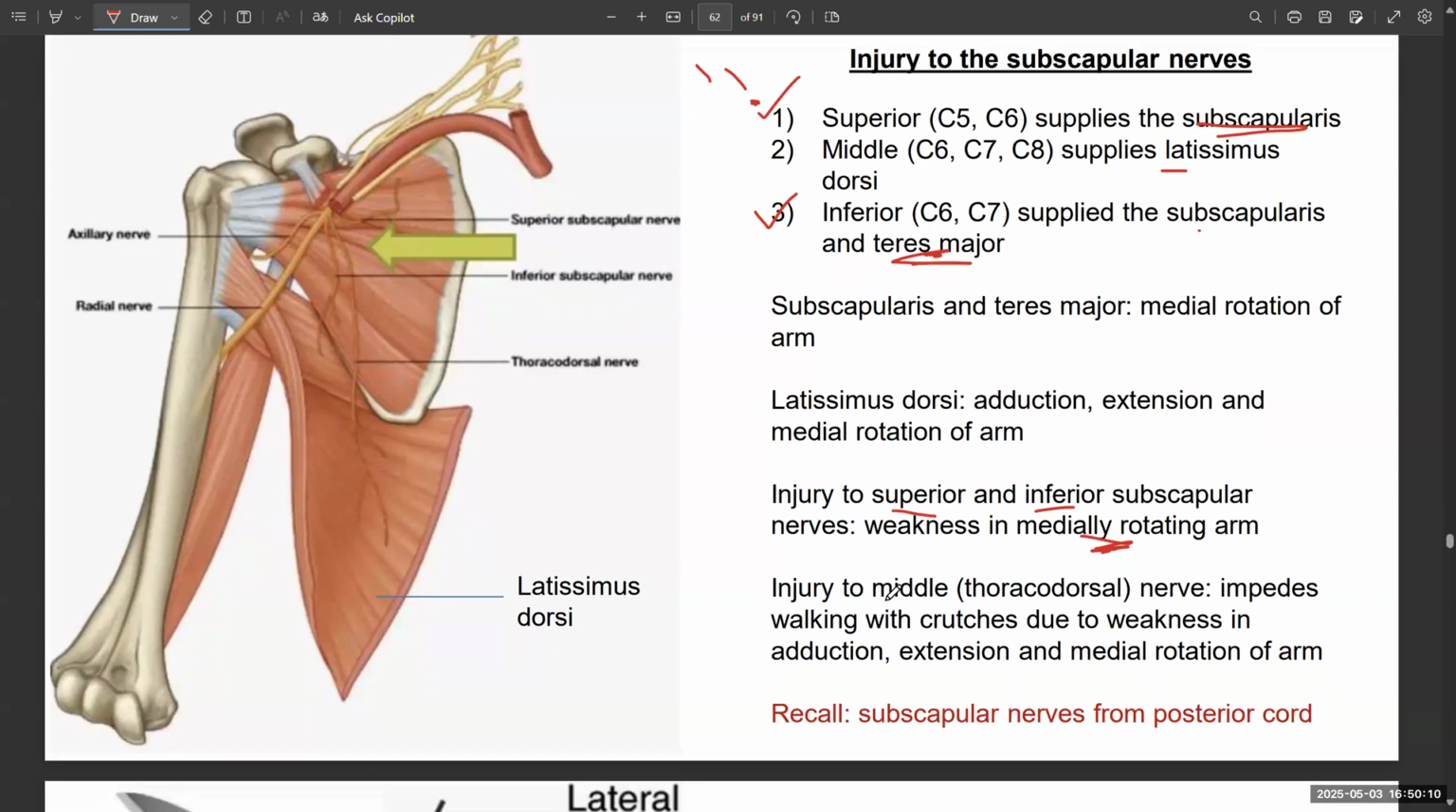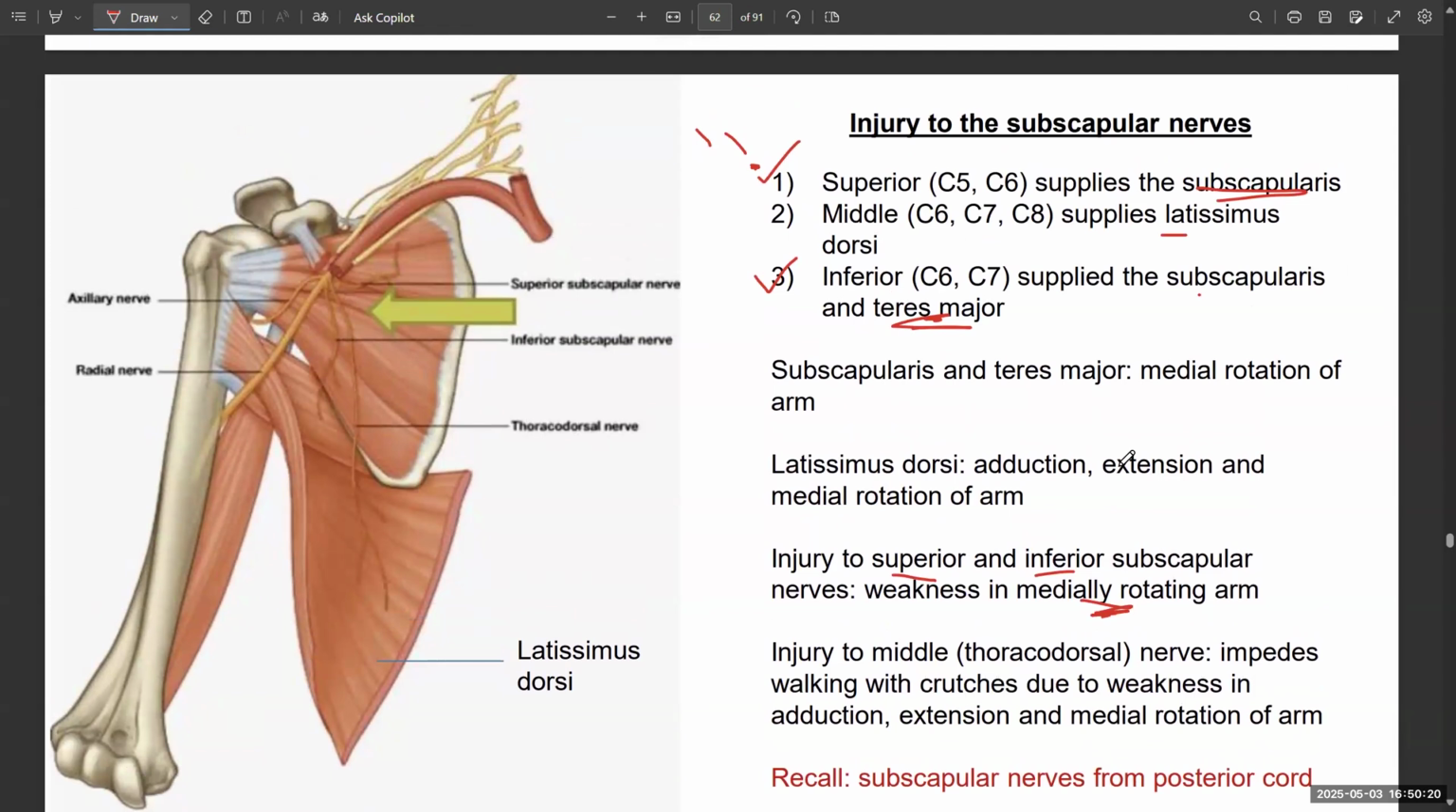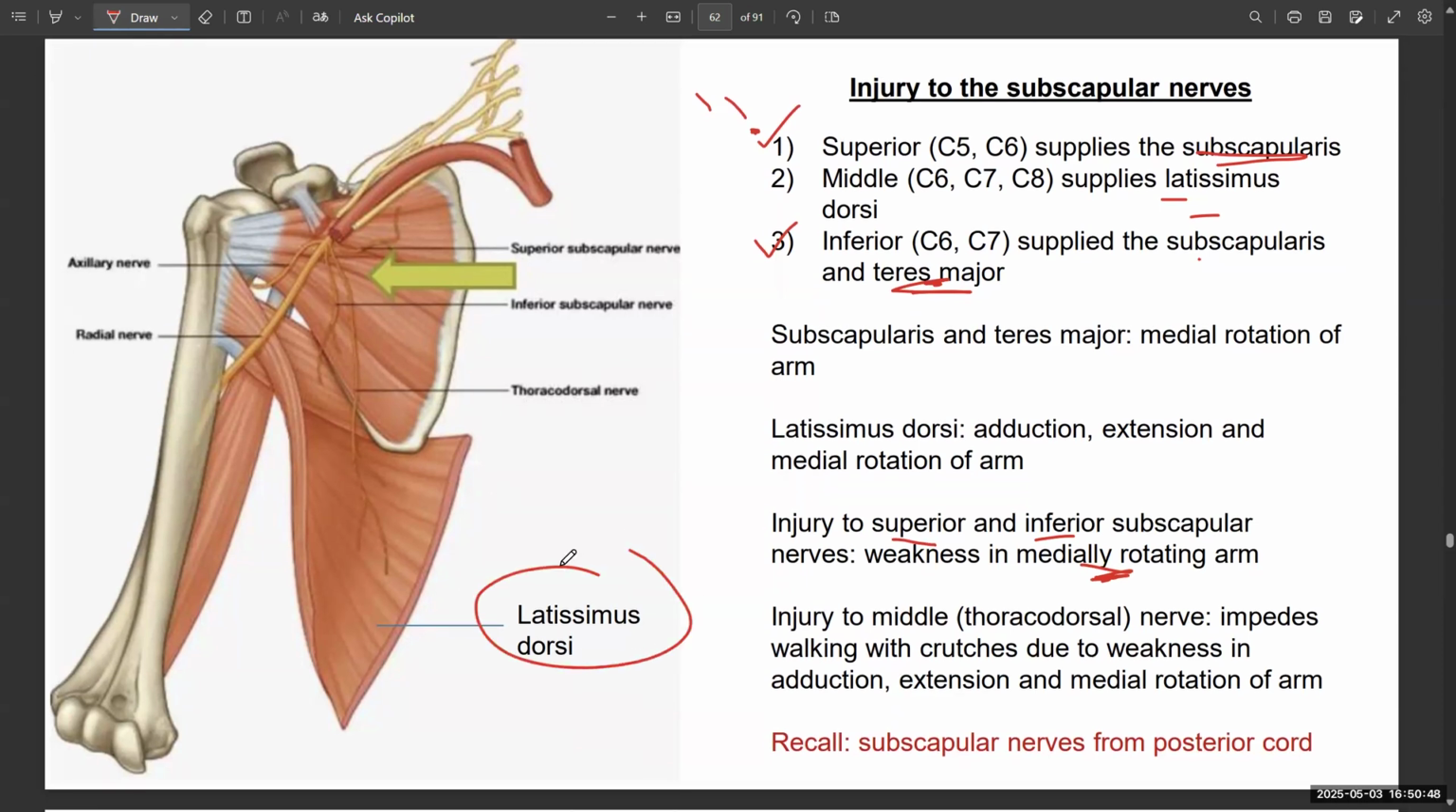Okay. Injury to the middle or the thoracodorsal nerve impedes walking with crutches due to weakness in adduction, extension, and medial rotation of the arm. Now, I forgot to add a picture, but basically, if you see somebody walking with crutches, you need to be able to hold the crutches closer to your body, right? And that requires adduction of the arm. So if that is not working, you can't hold the crutches properly. And it also requires extension of the arm to move forward with the crutches, okay? And also medial rotation to hold the crutches. So basically, if you damage this middle thoracodorsal nerve, your latissimus dorsi will not work and you won't be able to walk with crutches.